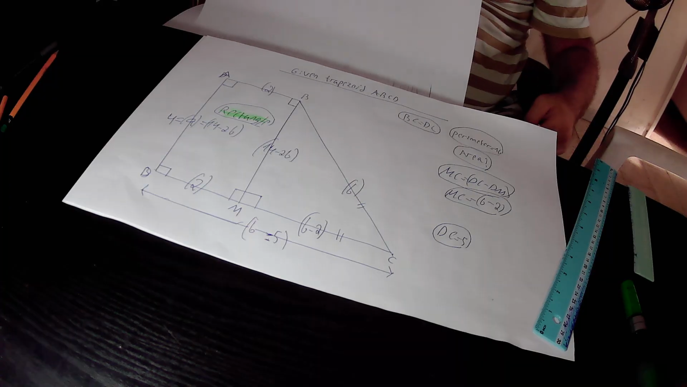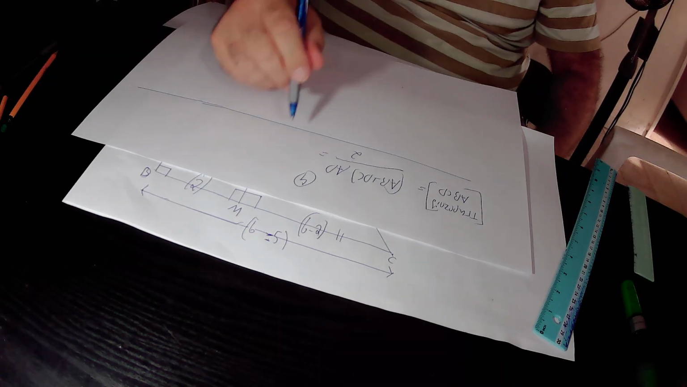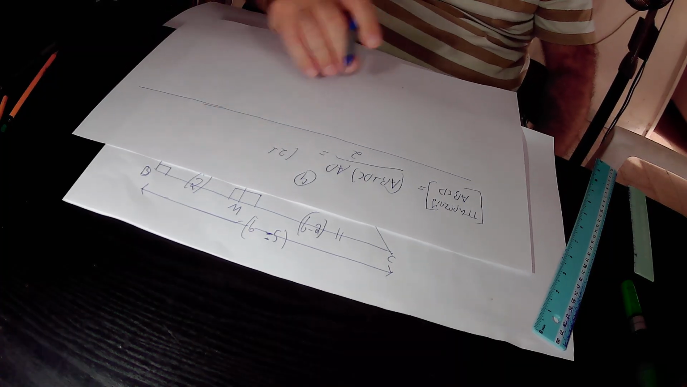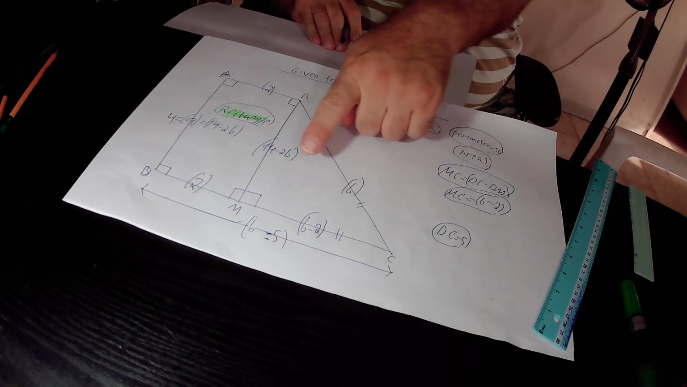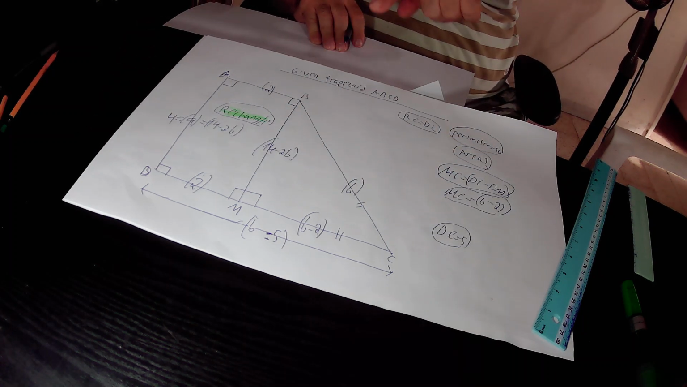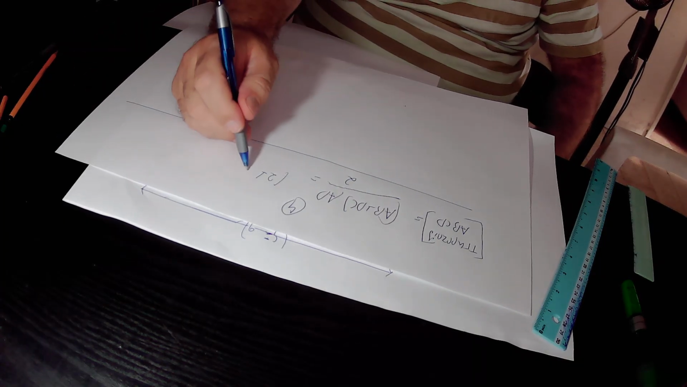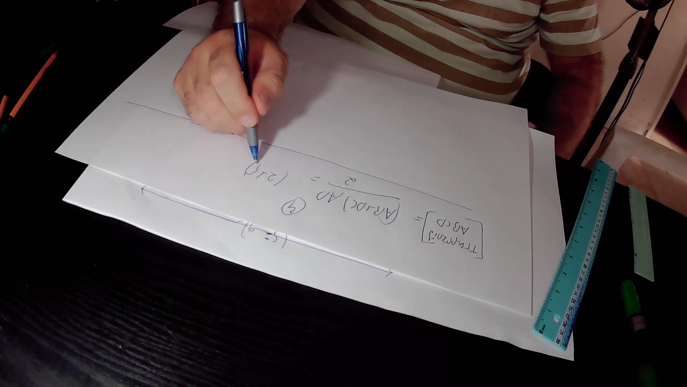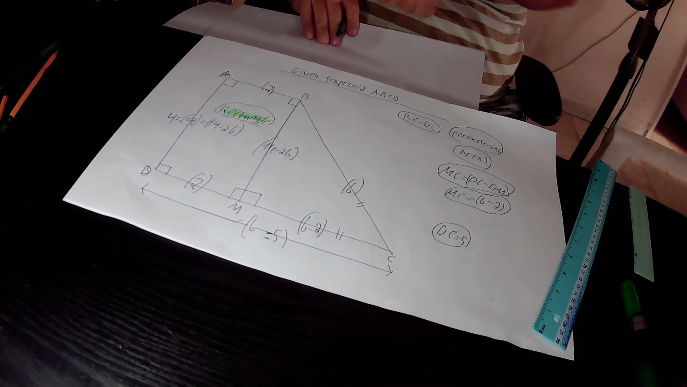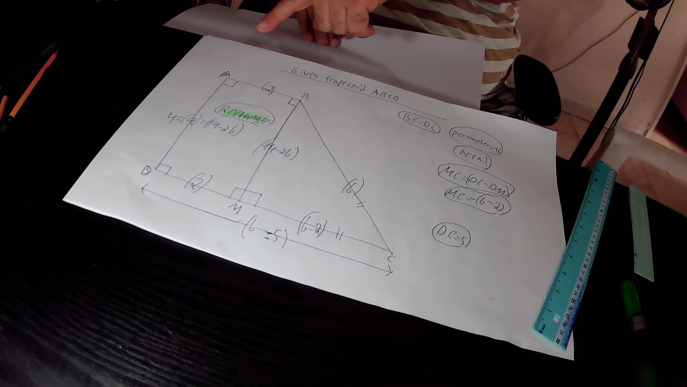AB equals 2 according to what is given in the question, plus DC. DC equals 5 because it is B, which equals 5. So DC is 5. So we put 5 here, times AD. We already found out that AD equals 4. AD, that is the height of this trapezoid ABCD, is 4 units in length.